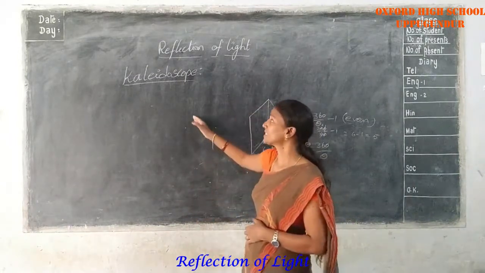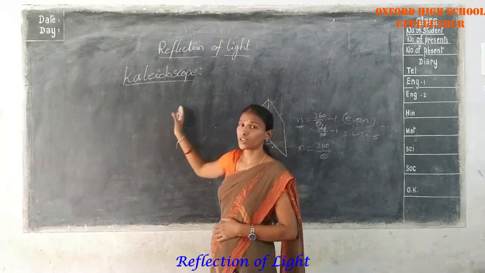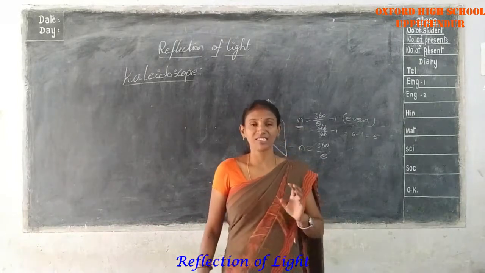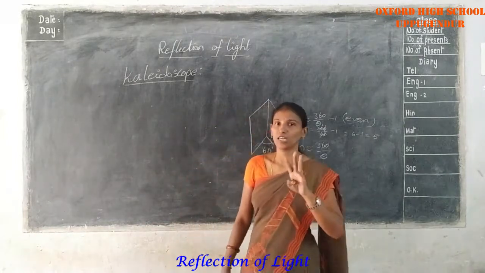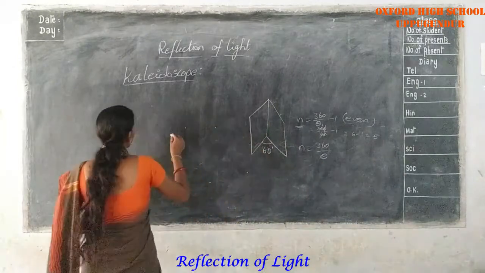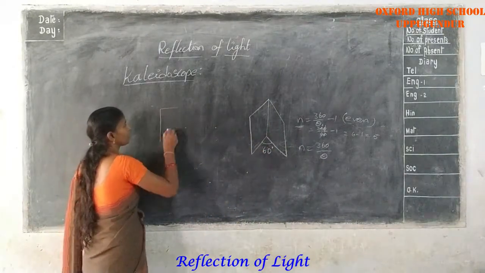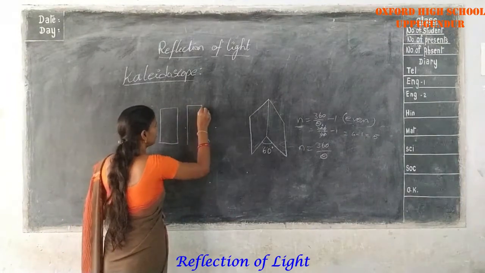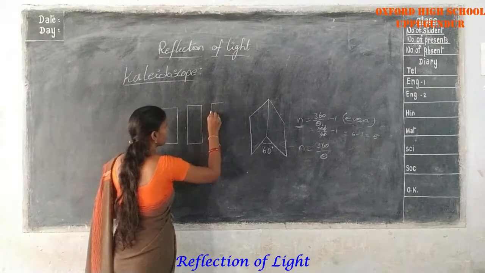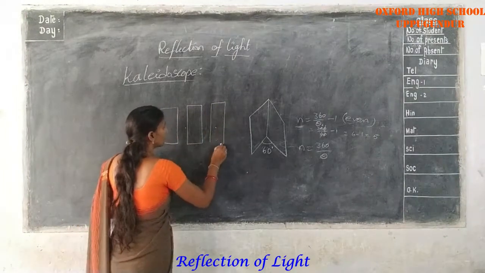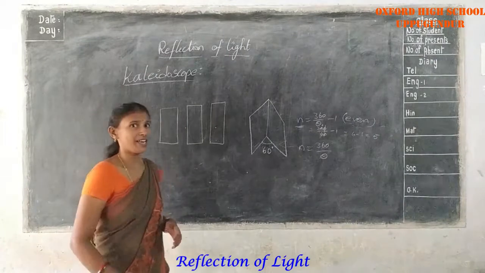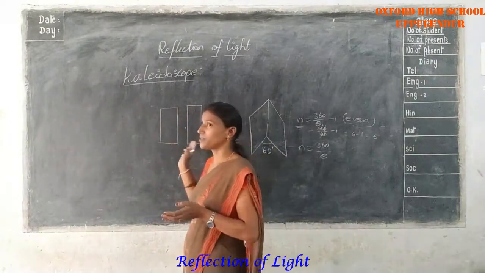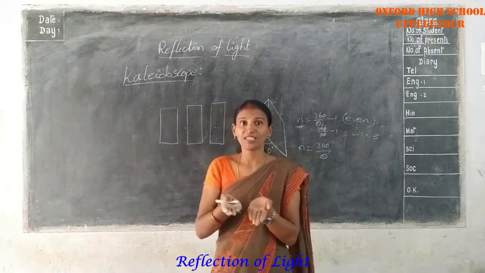Now we are discussing the kaleidoscope. In a kaleidoscope you use the smooth surfaces of mirrors only. You take three mirror strips of the same size. These three mirror strips are arranged in a triangular shape.